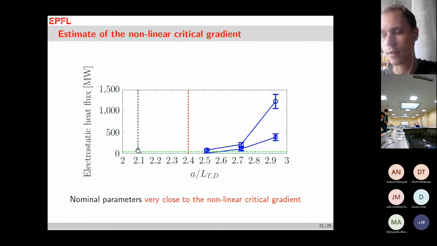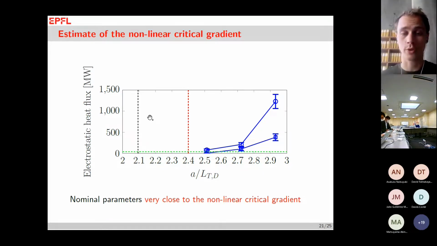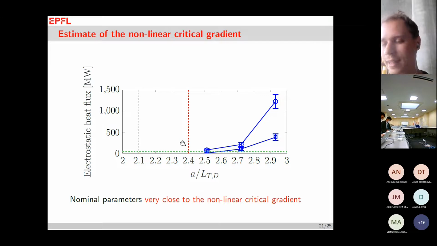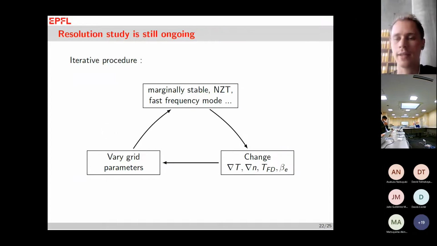So you can see it's clearly well below the critical gradients. The linear estimate of the critical gradient is shown in the dashed red here, and you can see it seems to be slightly below the nonlinear prediction. Now, the fact that we are this close to the critical gradients has complicated this study, in particular the resolution scans. And this leads me to the last slide here, which is just how we have been trying to carry out these resolution studies.